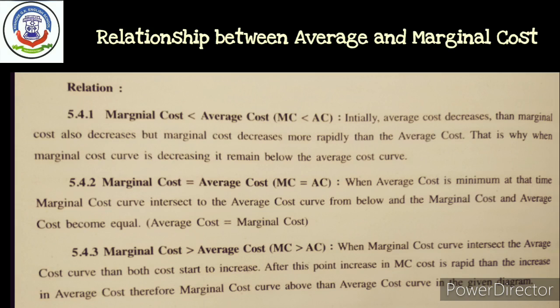Then, in the next stage, marginal cost is equal to average cost. When average cost is minimum, at that time the marginal cost curve intersects the average cost curve from below and the marginal cost and average cost become equal. Then marginal cost is greater than average cost. When the marginal cost curve intersects the average cost curve, both costs start to increase.